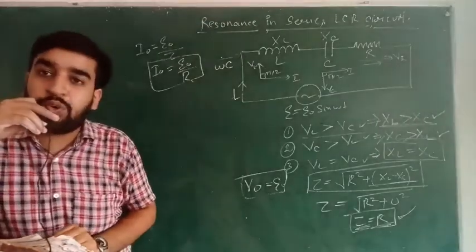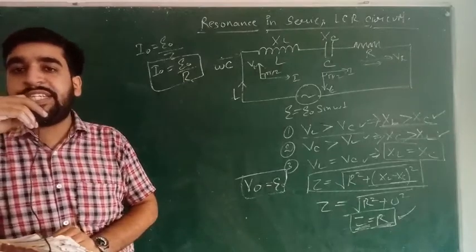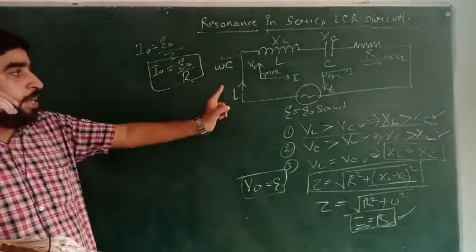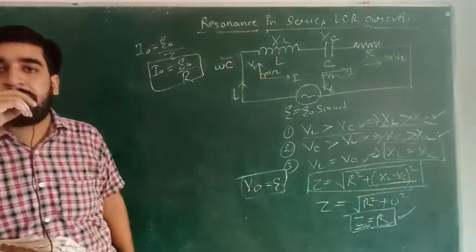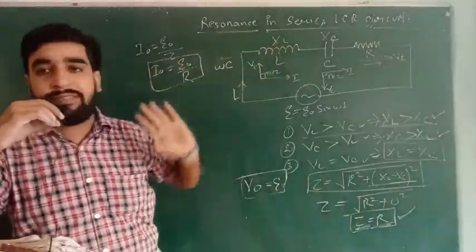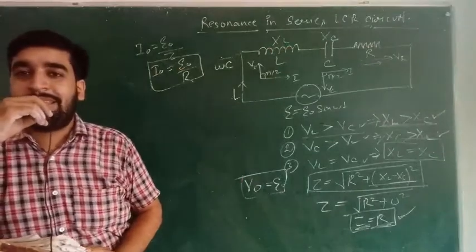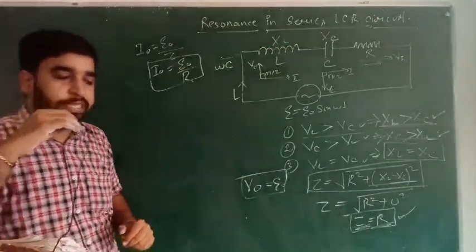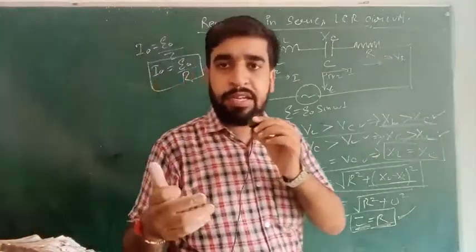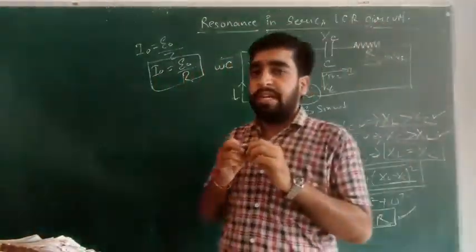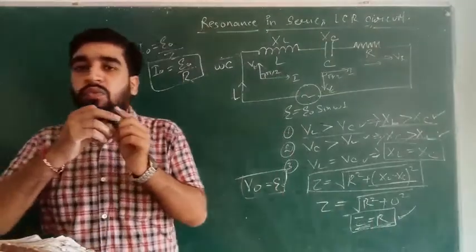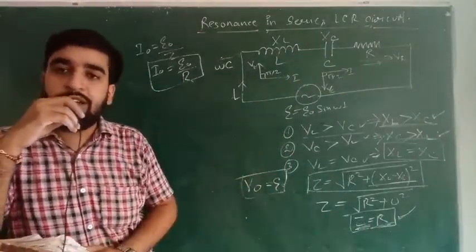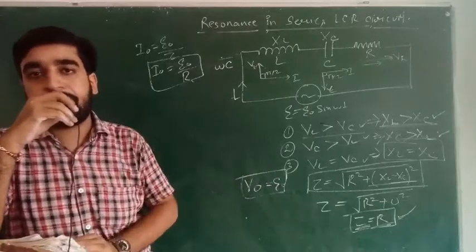That's why we tune the circuit to achieve the condition of resonance, to make XL and XC equal to each other, to cancel out each other. This is the condition of resonance. So I hope you understood this. Now resonance is clear to you: it is a condition when the value of current is maximum and the value of impedance is minimum.